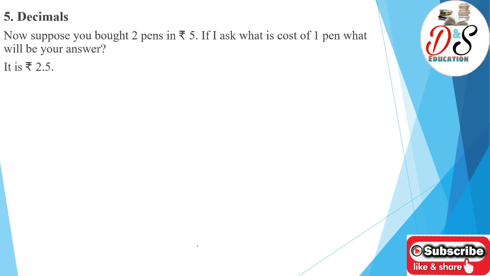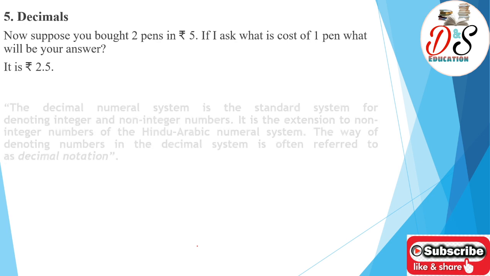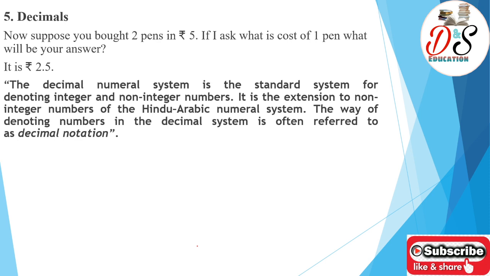It is 2.5 rupees. So the decimal number system is the standard system for denoting integers and non-integer numbers. It is the extension to non-integer numbers of the Hindu-Arabic numeral system. The way of denoting numbers in the decimal system is often referred to as decimal notation. Now, here we can say that 1.5, 3.5, 3.33 and so on are decimals.